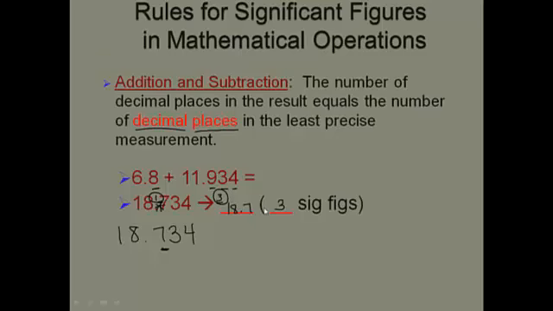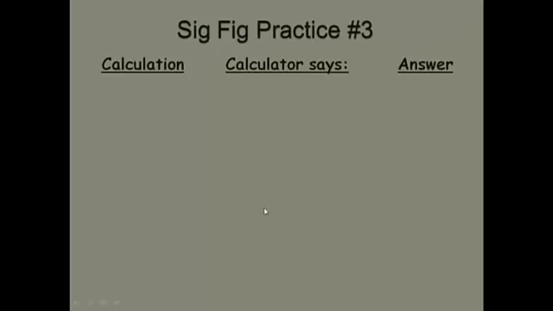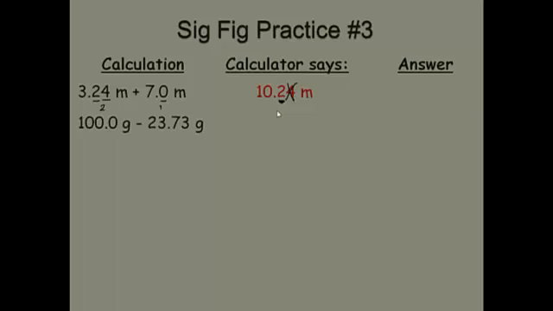Okay, let's look at some more examples of this. And again, we'll do a couple together, and then I want you to finish these for when you come to class. Alright, if we're adding, we're looking at the number of decimal places. So this number has 2 places after the decimal. This number has 1. We plug it into our calculator, we get 10.24. We can have 1 place after the decimal in addition. So that means that since this number is less than 5, we just drop it, giving us an answer of 10.2 meters.